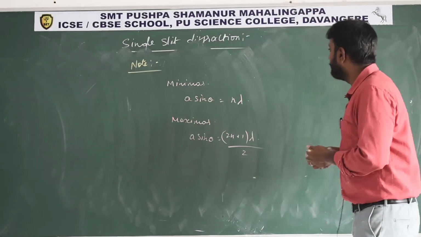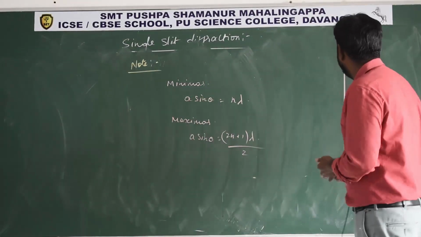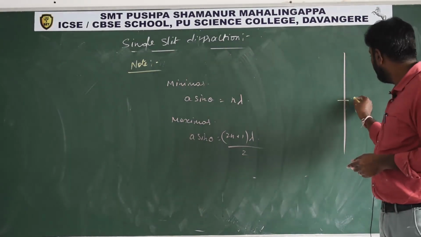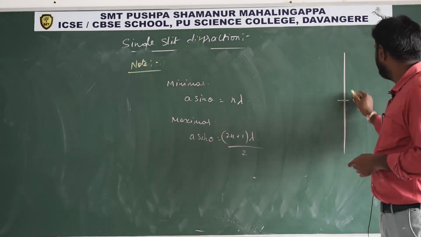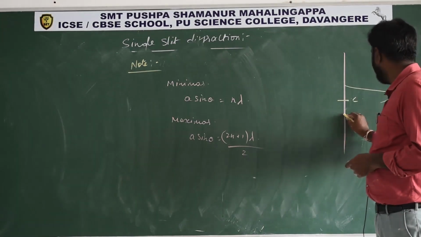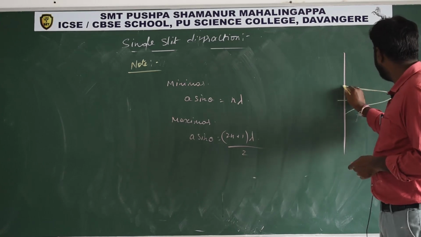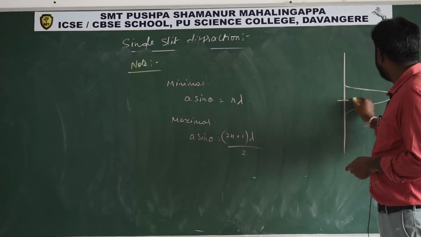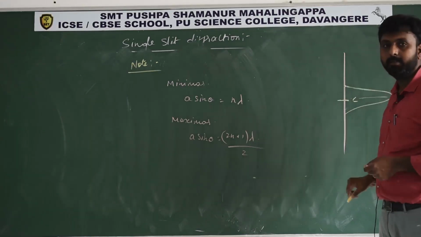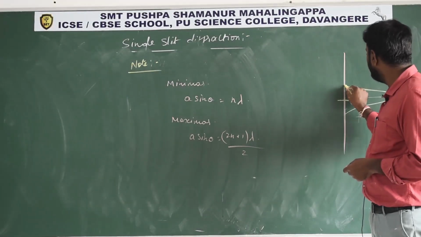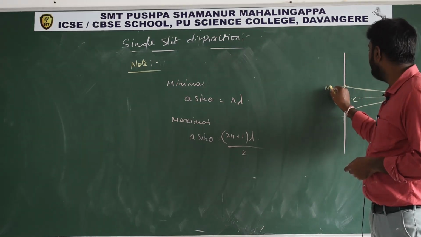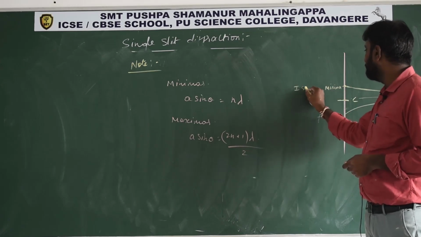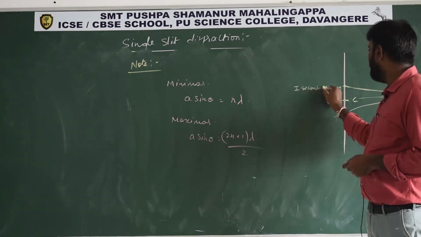That means if this is a screen, here we form the central maxima. In the central maxima you can see the bright fringe. Let us consider this is the intensity distribution curve. So here this is the central maxima, here intensity is 0, isn't it? So this will form the first secondary minima. Not only minima, here you have to use the word first secondary minima.